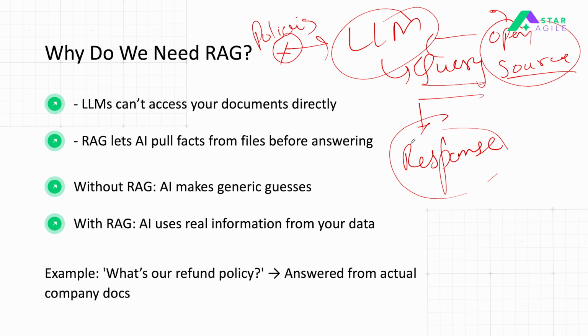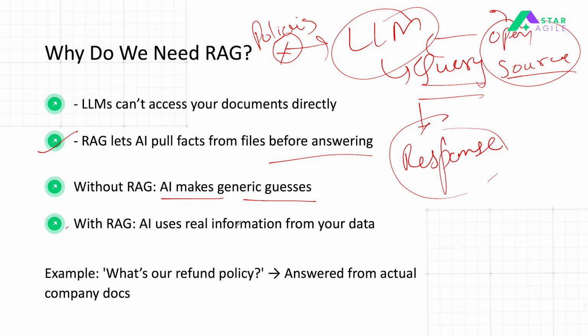So how do we overcome this problem? Here RAG will help you. Here RAG comes to our rescue. RAG will let AI get all the facts from the relevant documents, and then it will look at those documents before generating the answer that we want to get. So without RAG, AI will make generic guesses, right? Its response will not be accurate, which can lead to a bad customer experience as well.